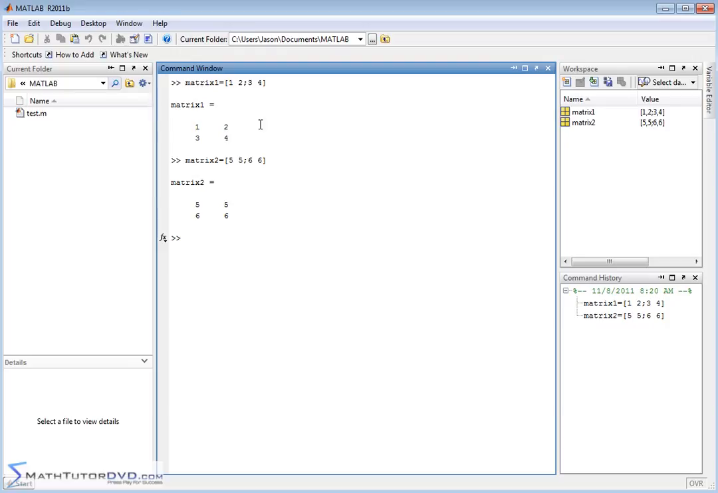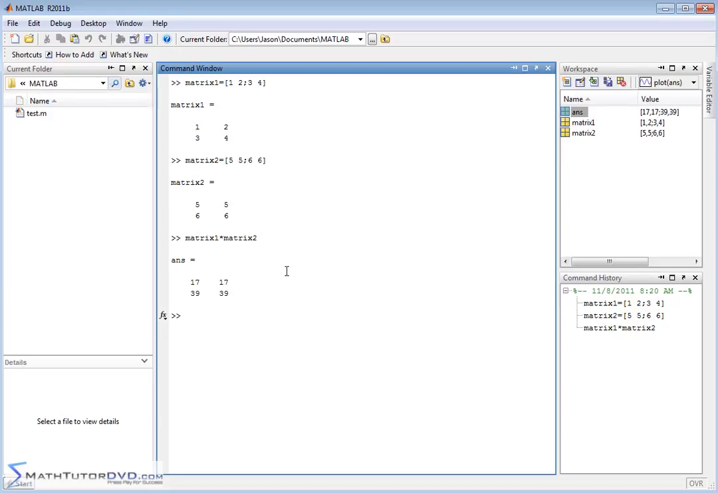But the bottom line is, the only way you can multiply these things mathematically, if I'm taking matrix 1 times matrix 2, is the number of columns in matrix 1, in this case I have 2 columns, has to equal the number of rows in the second matrix. So here I have 2 columns there and I have 2 rows here, so I should be able to multiply these two together, matrix 1 times matrix 2. And MATLAB does the heavy lifting and calculates everything.